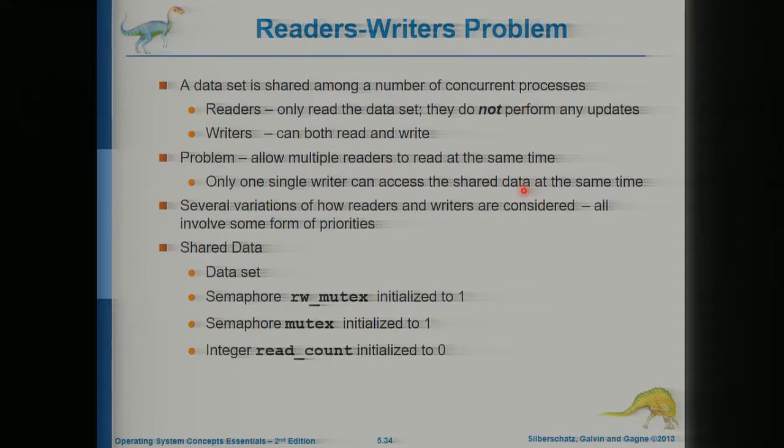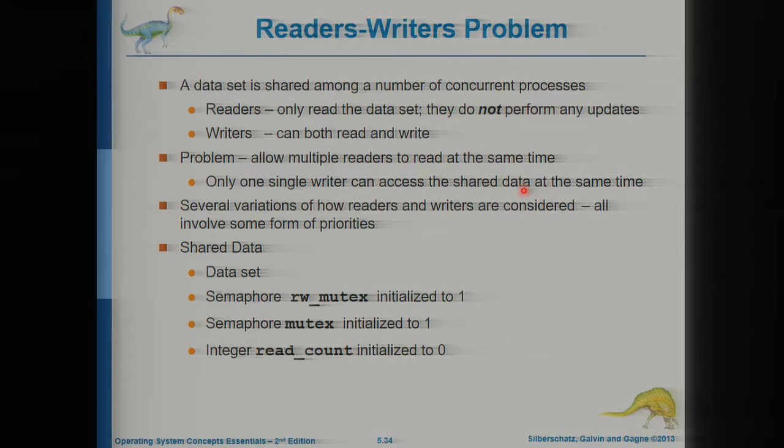So a data set is shared among n number of concurrent processes. Readers only read the data set, they do not perform any updates. Updates here means deletion, addition or changing the values. Writers can both read and write. The problem here is to allow multiple readers to read at the same time, while only one single writer can access the shared data at the same time. Several variations of the readers-writers problem are considered. We will see what their variations are and how we can handle them.